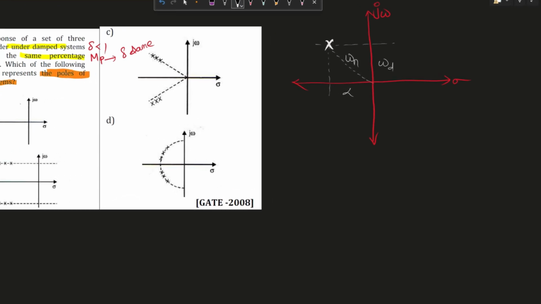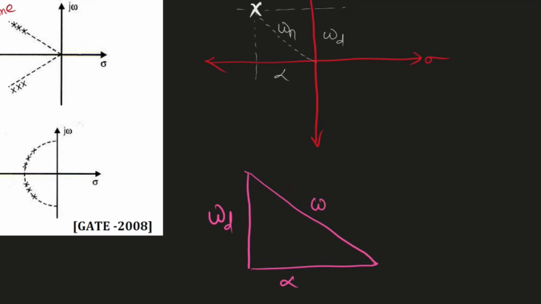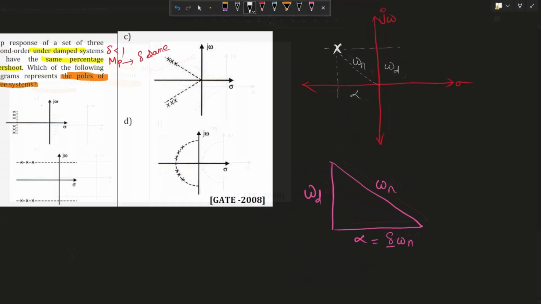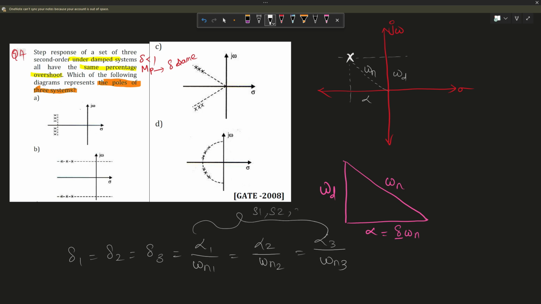So let's zoom in over this right angle triangle. This is omega d, this is alpha, and this is omega n. Okay, so what is alpha? Alpha is delta into omega n. So when they say that the delta is same for all 3 systems, it denotes that delta 1 is equal to delta 2 equal to delta 3, which is same as alpha 1 by omega n1, alpha 2 by omega n2, same as alpha 3 by omega n3. So this ratio is said to be the same for all 3 systems 1, 2 and 3.